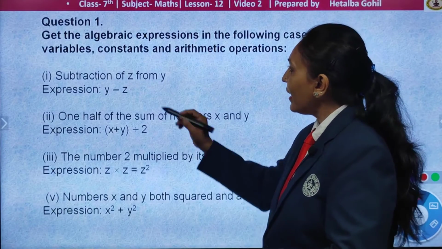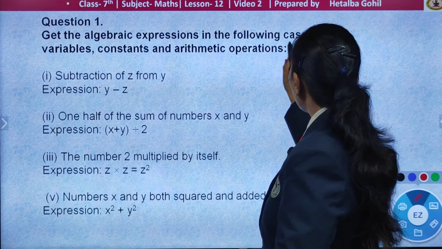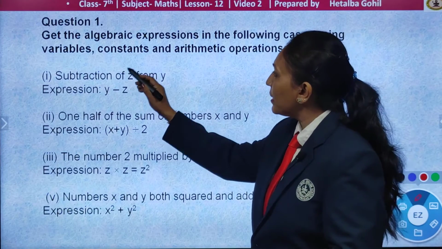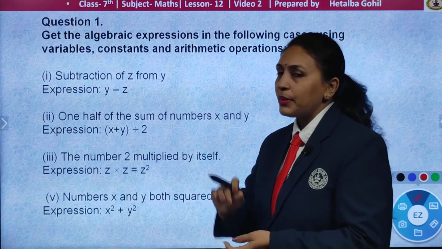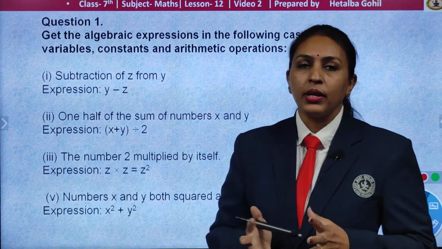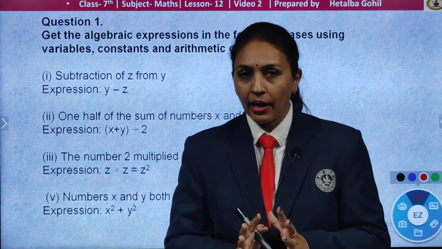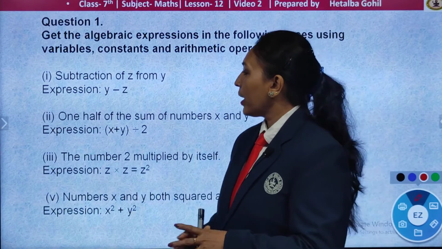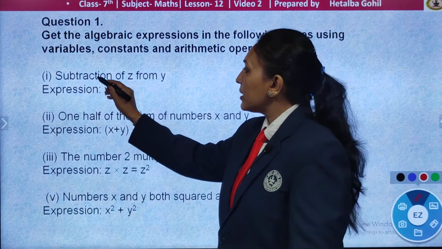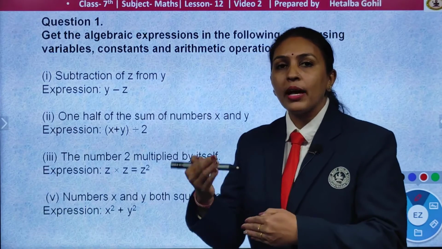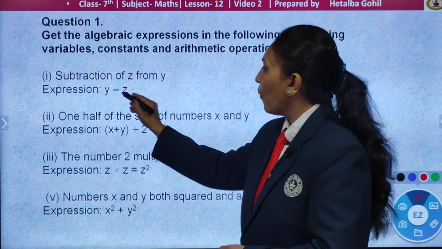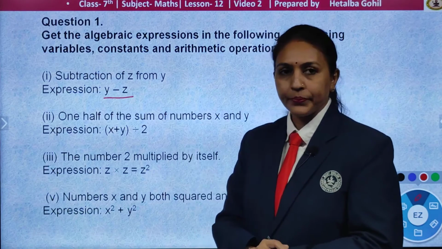Question 1. Get the algebraic expression in the following cases using variables, constants and arithmetic operations. Now the statement forms are given to you and we have to form the algebraic expression out of those. The first one: subtraction of z from y. From y means we have to take y minus z.